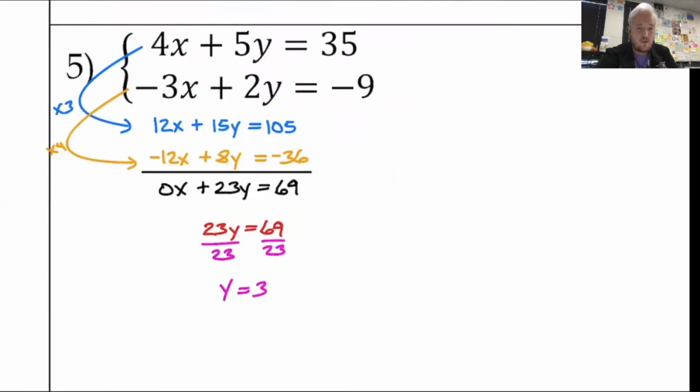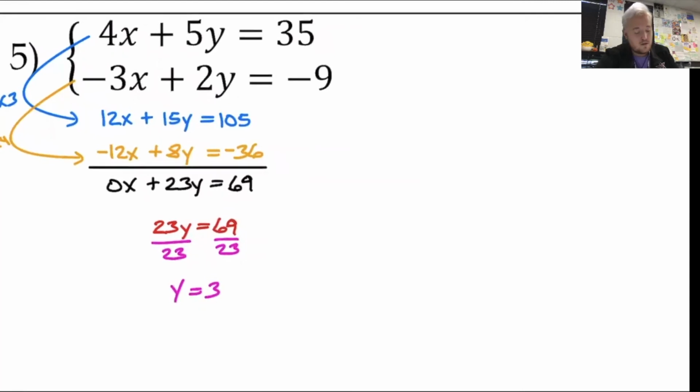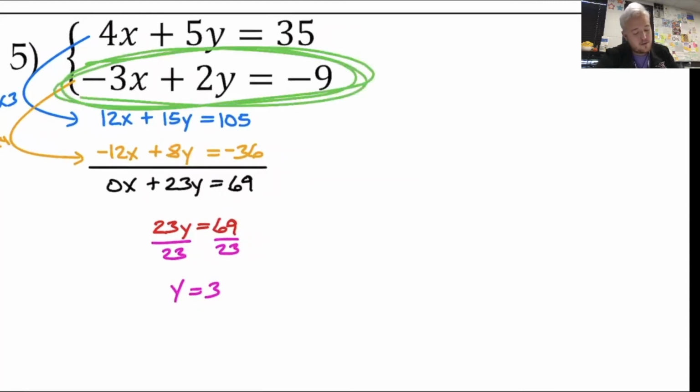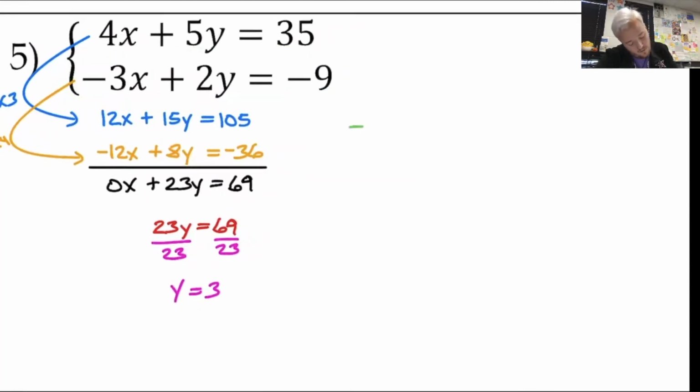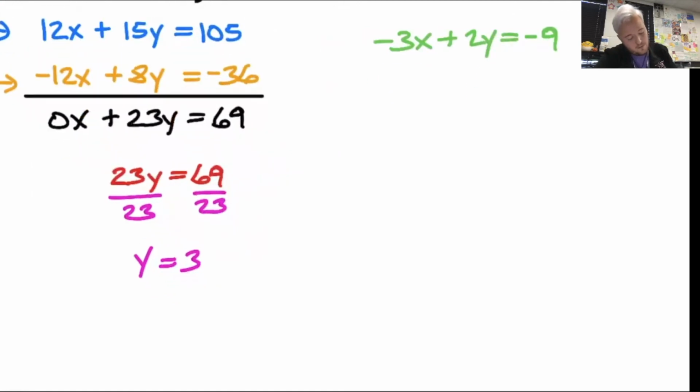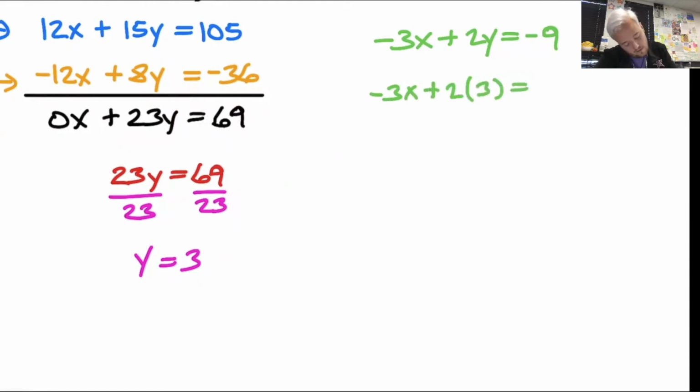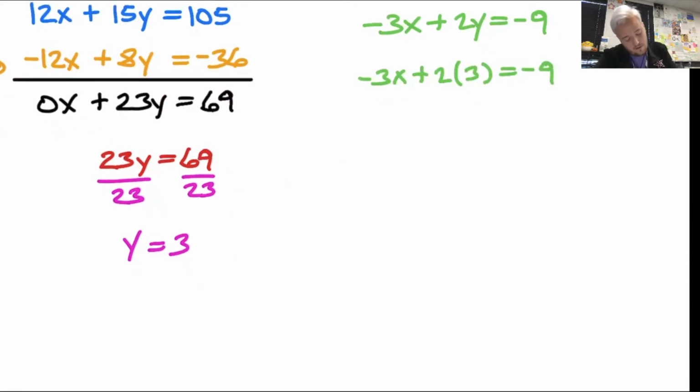All right, so now I want to plug in and find out what my x value is going to be. So I'm going to use the second equation here. So negative 3x plus 2y equals negative 9. So I'm going to plug in for the y value. So negative 3x plus 2 parentheses 3 equals negative 9. So negative 3x plus 6 equals negative 9.